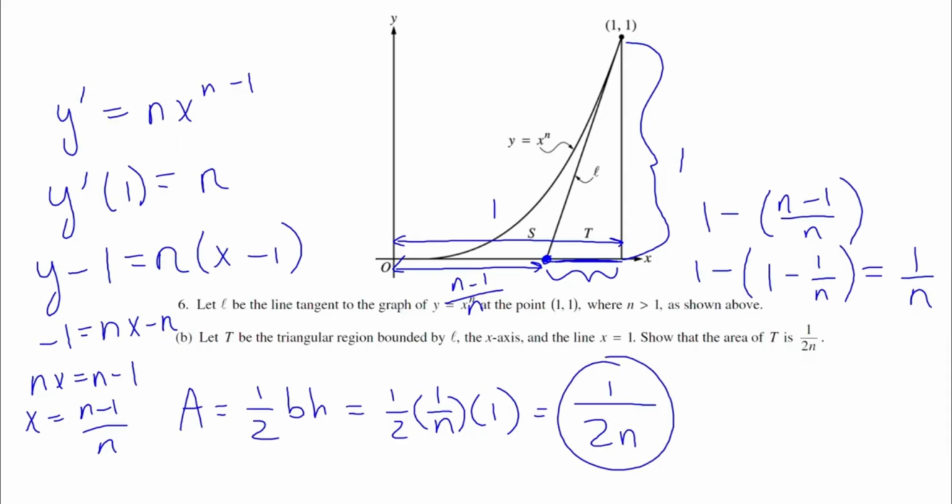And they gave us 3 points for that. 1 point for showing that the slope of the line was n, 1 point for showing that the base was 1 over n, and 1 point for showing the area here using the formula for a triangle, that it was 1 over 2n.